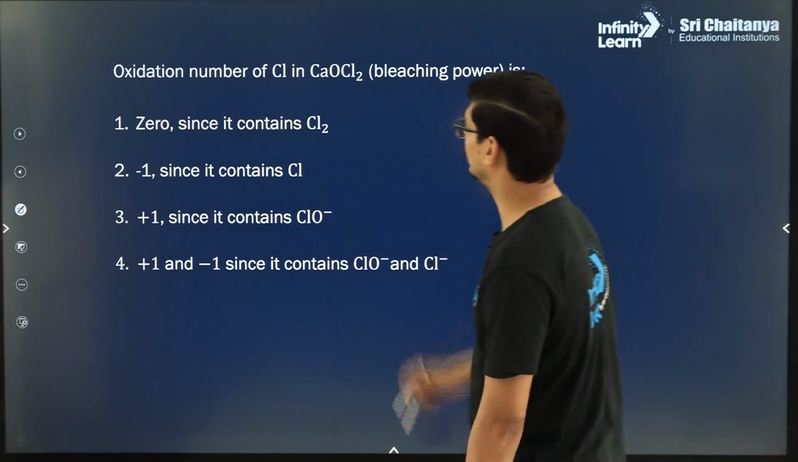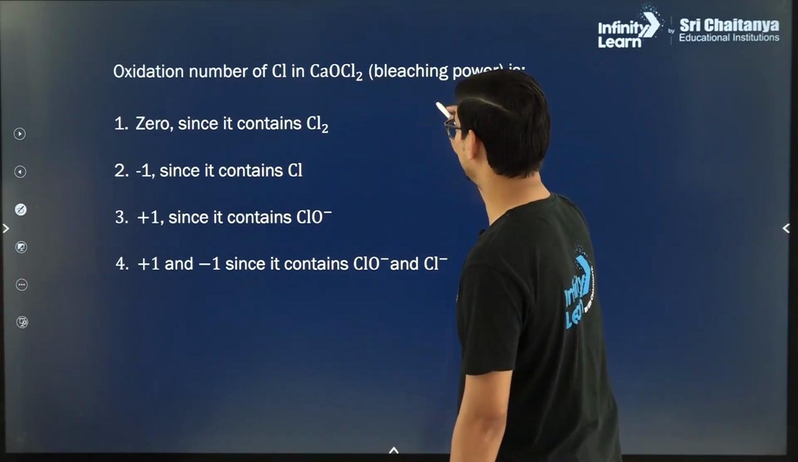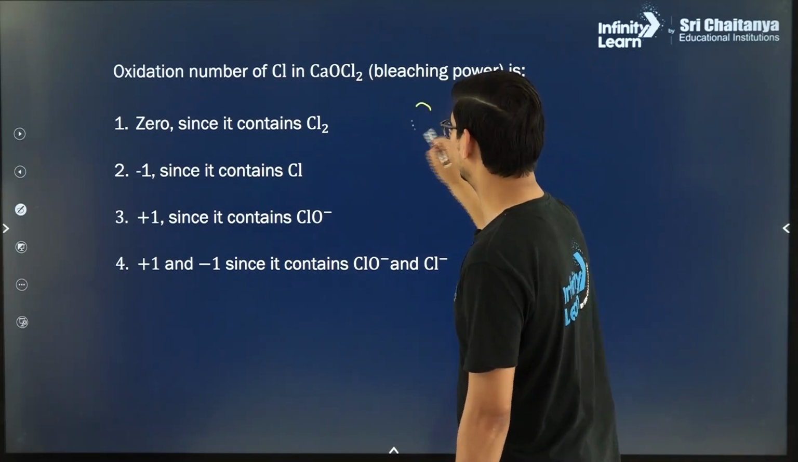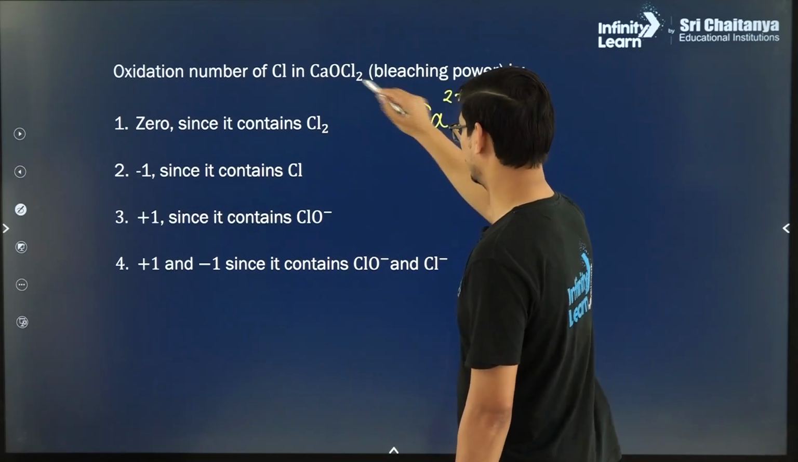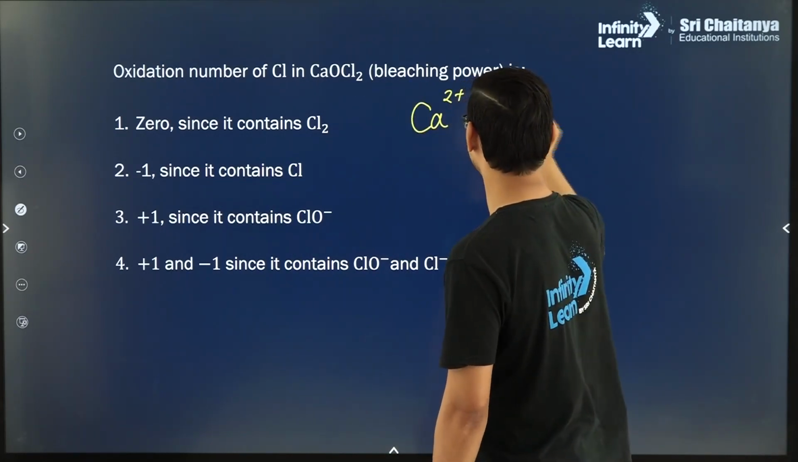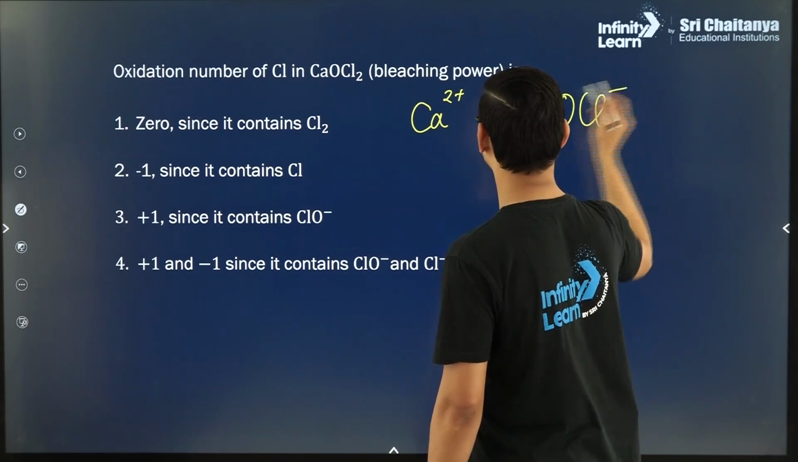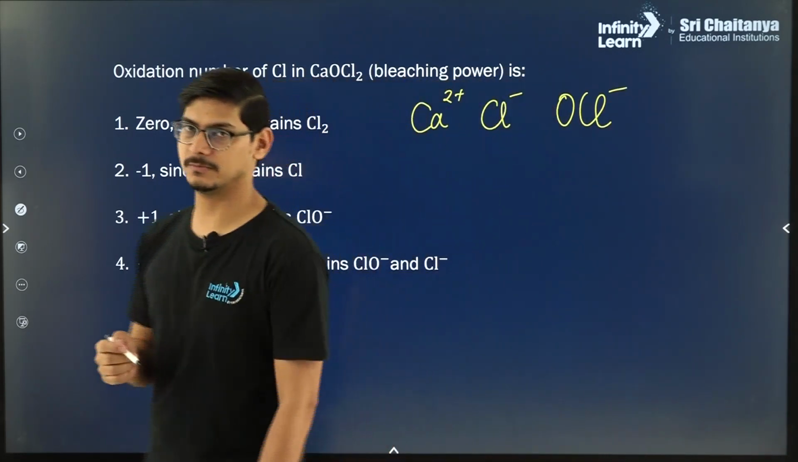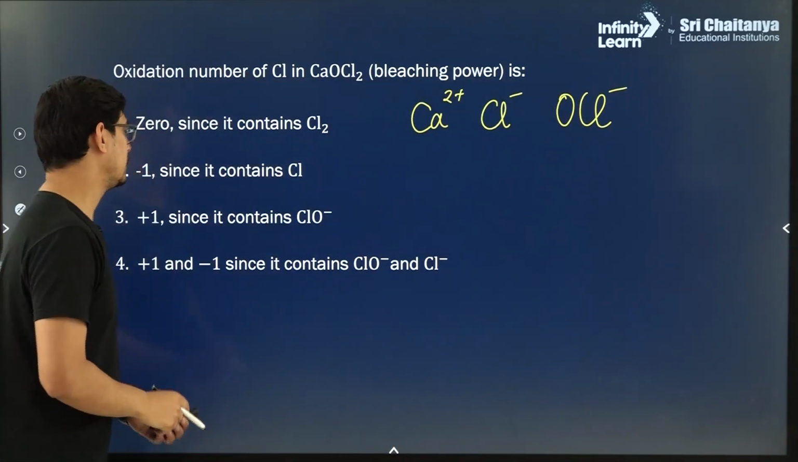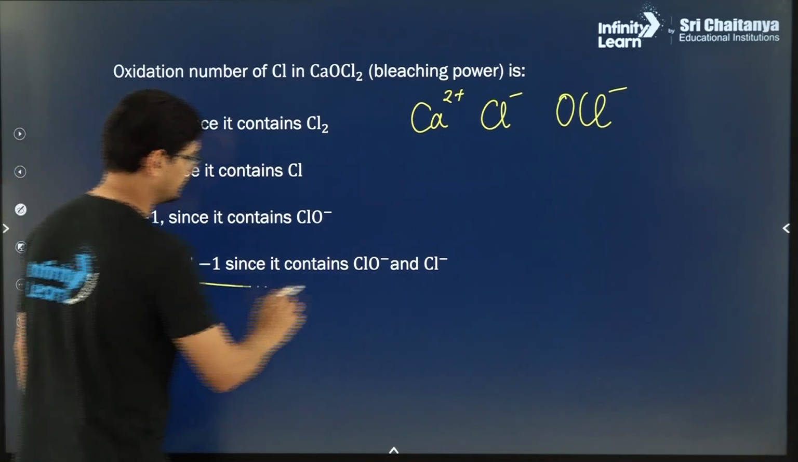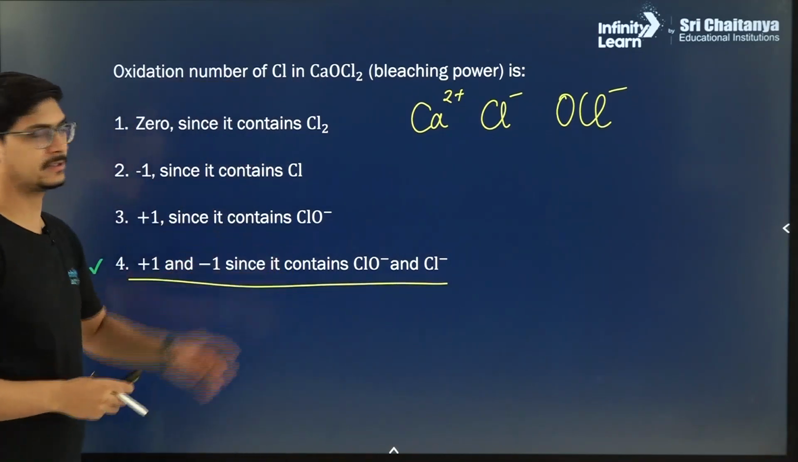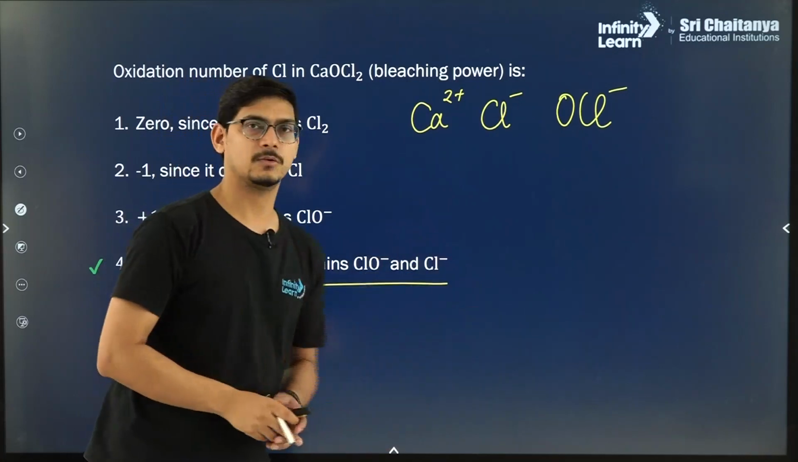Oxidation number of chlorine in calcium oxychloride, bleaching powder. So you should know that in bleaching powder, if I write it like this only, then this is Ca2+, Cl minus and OCl minus, right? That is the composition of bleaching powder, the main ions. So of course, the oxidation number of chlorine is +1 and -1 because it contains hypochlorite and chloride ions, right?